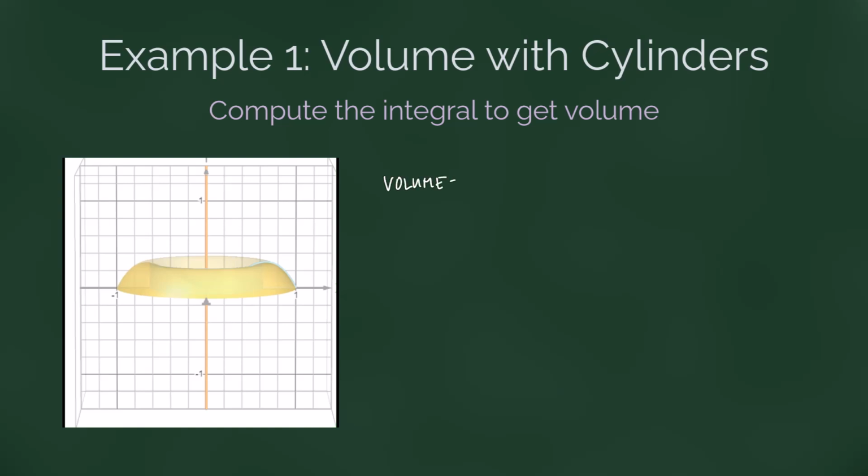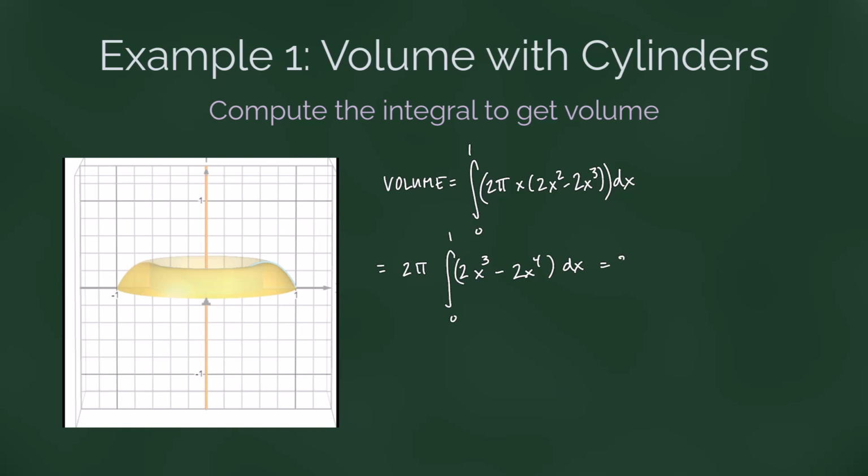Last step is to actually compute the integral. So we know that our volume is the integral from 0 to 1 of 2 pi times x times 2x squared minus 2x cubed dx. We'll move the 2 pi out front, deal with that constant later. So we have 2 pi times the integral from 0 to 1 of 2x cubed minus 2x to the fourth when we distribute the x on the inside.